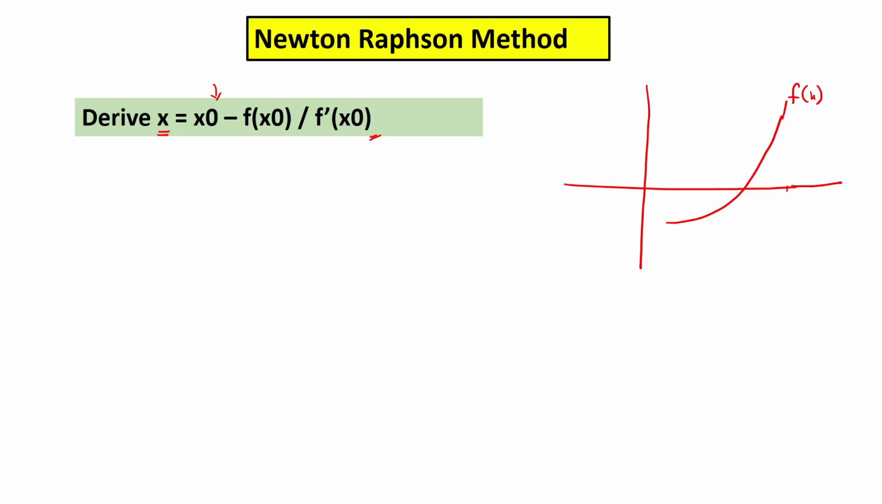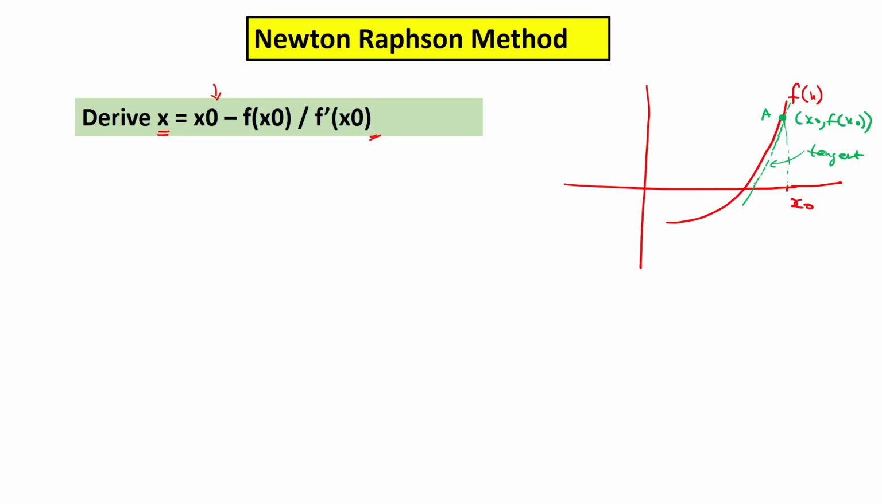Okay, so let's say we take some value of x naught here. Corresponding to this x naught we have this point, which we can say is x naught comma f of x naught. What the Newton Raphson method says is that at this given x naught you have to draw a tangent. So what is a tangent? We draw a simple line touching the given function at this point, and this is the tangent at this point.